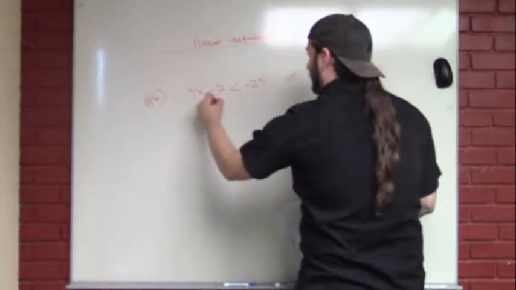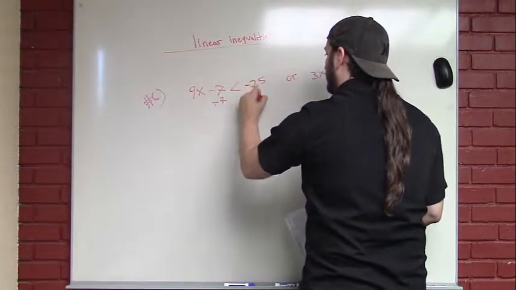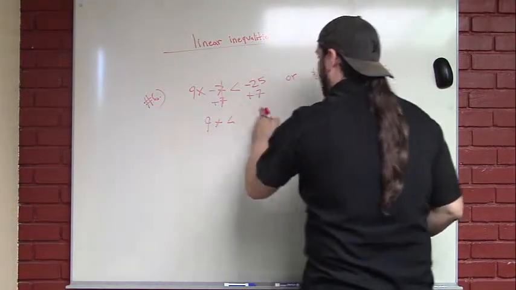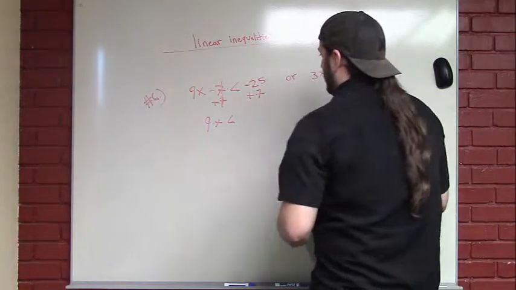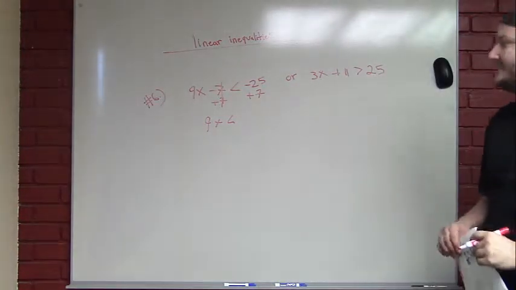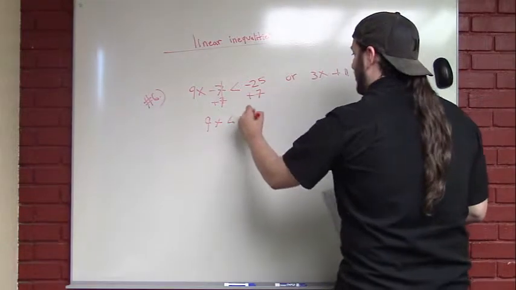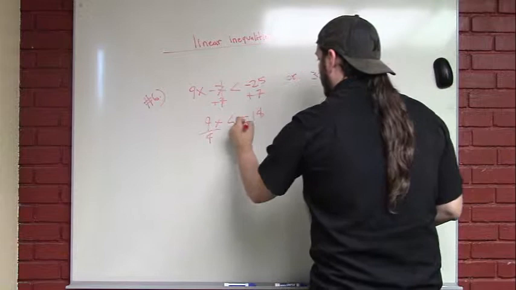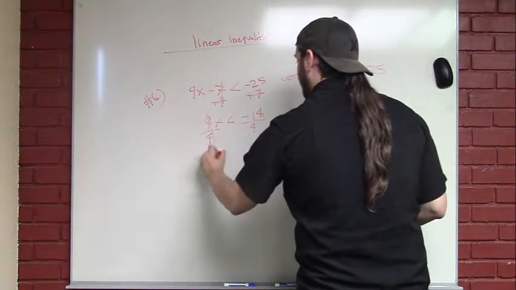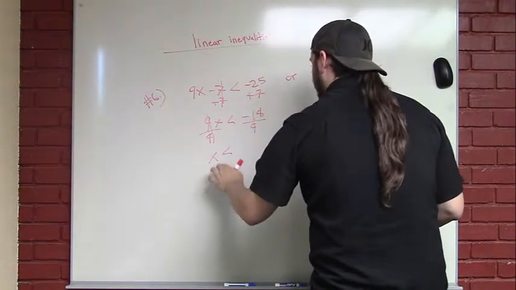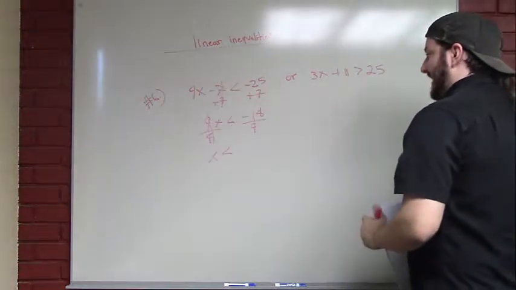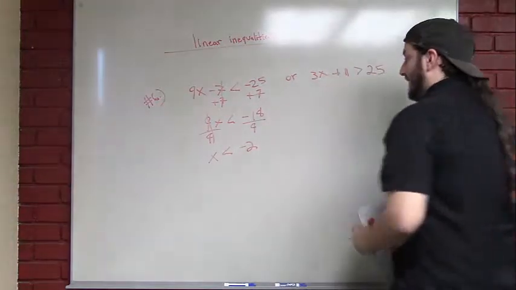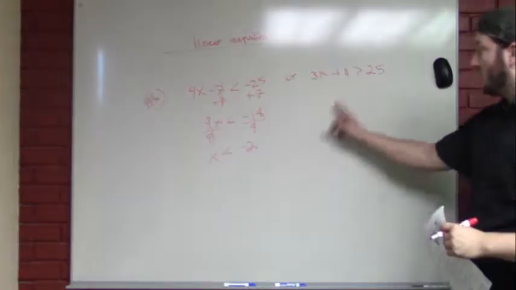Okay, so you're going to add 7 over on this side. So you have 9x less than negative 25 plus 7, which is going to be negative 18. Divide both sides by 9. x is less than, 9 goes into negative 18 negative 2 times, okay? So this guy's done. Now we go over here.